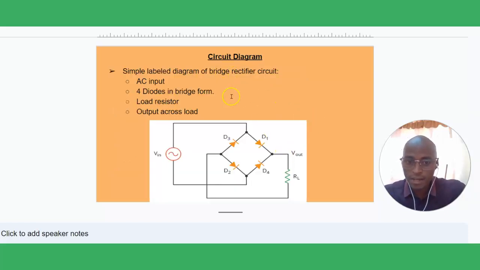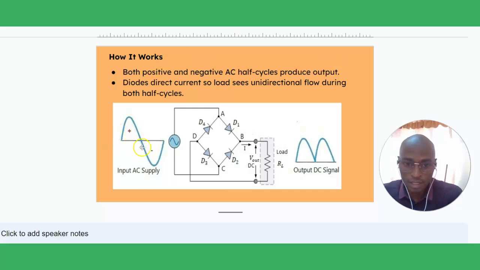Displayed is the circuit diagram with an input signal to be rectified. We have 4 diodes, diode D1 all the way to D4, and a load resistor RL. Output is usually collected or seen across the load resistor. Both the positive and negative half cycles of our input AC signal are produced at the output. The 4 diodes direct current, so the load sees unidirectional flow during both half cycles.